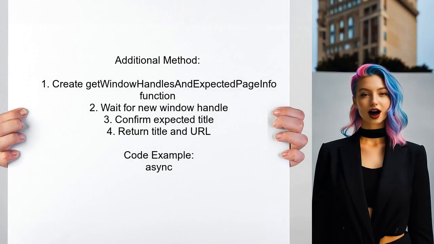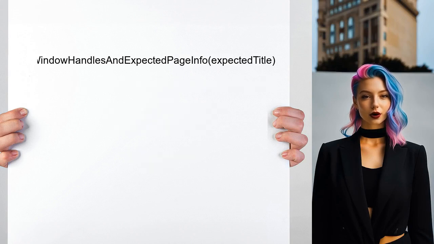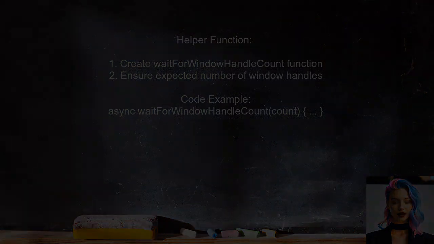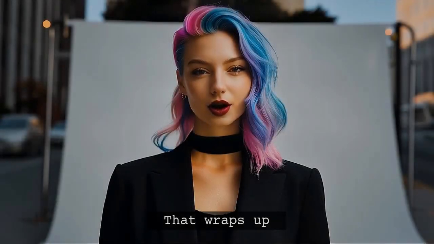Additionally, they provide a method called getWindowHandlesAndExpectedPageInfo. This function waits for a new window handle after a click and confirms the expected title before returning the title and URL of the new page. Lastly, they include a helper function called waitForWindowHandleCount, which ensures the expected number of window handles is present before proceeding. That wraps up that answer.